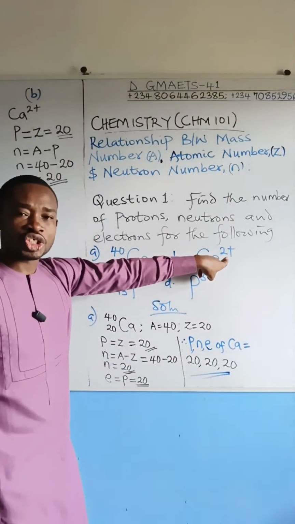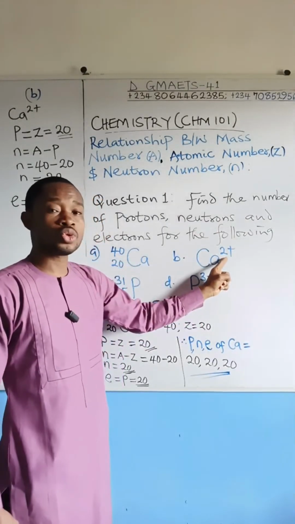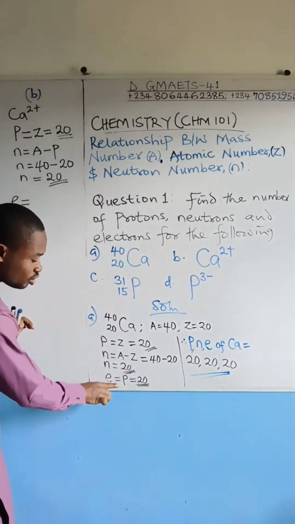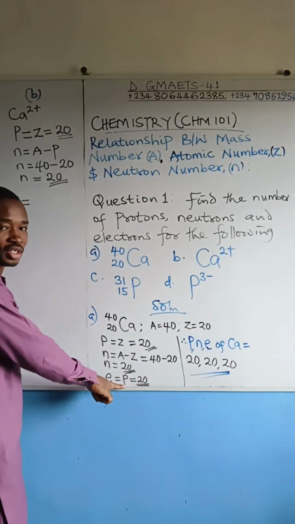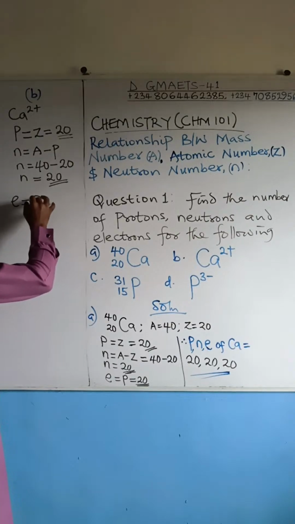This is 2 plus, showing. Remember that plus means it lost electrons. How many electrons? 2 electrons. So because this is an ion, you can no longer use this relationship we used in the case of the atom, E equal to P. In this case, you're not going to write E equal to P.